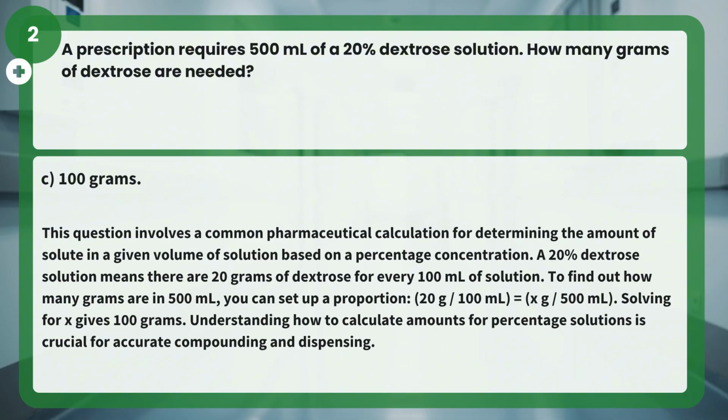Answer: C. 100 grams. This question involves a common pharmaceutical calculation for determining the amount of solute in a given volume of solution based on a percentage concentration. A 20% dextrose solution means there are 20 grams of dextrose for every 100 milliliters of solution. To find out how many grams are in 500 milliliters, you can set up a proportion: 20 g/100 milliliters equals x g/500 milliliters. Solving for x gives 100 grams. Understanding how to calculate amounts for percentage solutions is crucial for accurate compounding and dispensing.